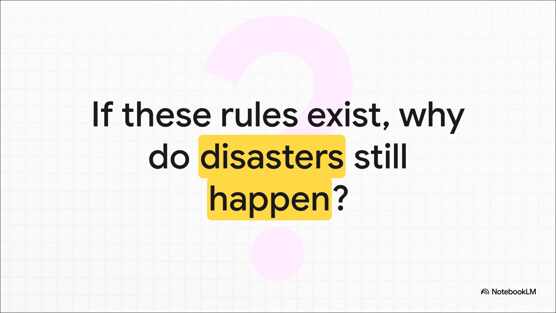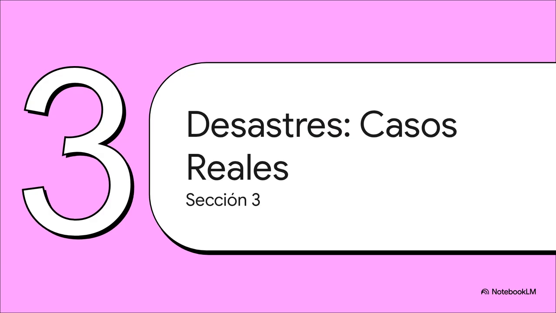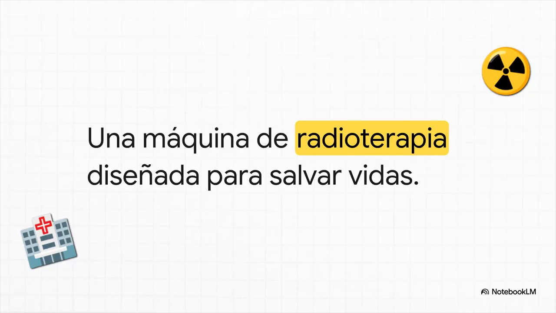If these powerful rules exist, these blueprints for perfection, why do disasters still happen? The answer, as always, is in the real world. We're going to look at 4 cases that show exactly what happens when these rules are ignored or just plain not followed correctly. Our first case, the Therac-25.